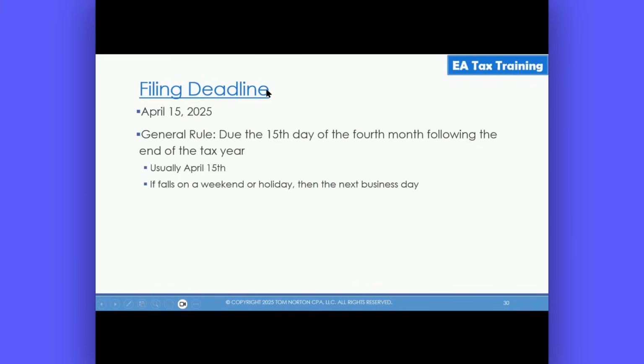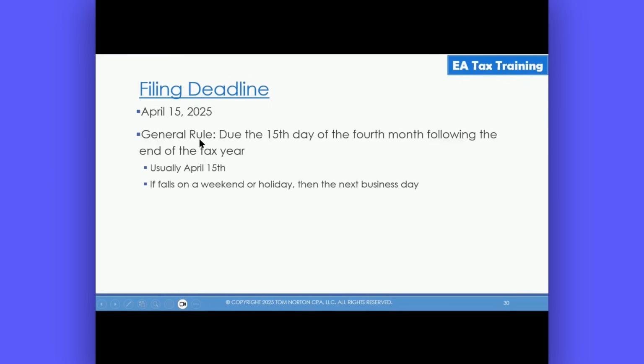Now let's move on to the filing deadline, and I bet you already knew the answer to this one. When does the 1040 have to be filed? It has to be filed by April 15th of 2025. So for the 2024 return, it is due on April 15th of 2025.